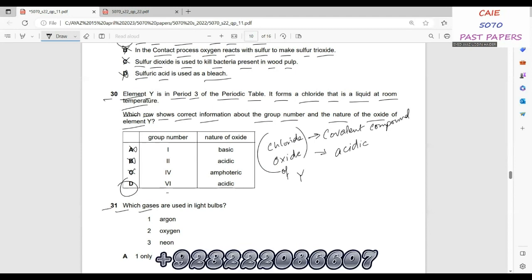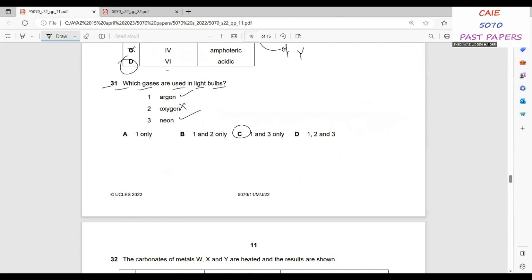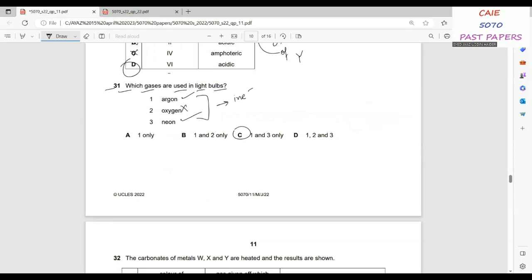31. Which gases are used in light bulbs? 1. Argon. 2. Oxygen. Wrong. 3. Neon. So 1 and 3 is correct. So C will be the right answer, because both of these, argon and neon, are inert gases. They provide an inert atmosphere.